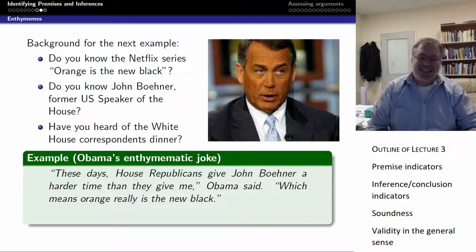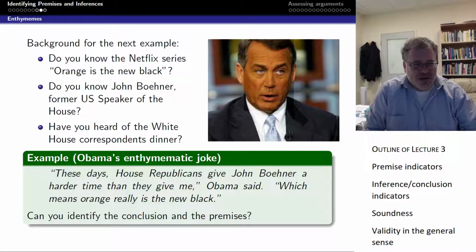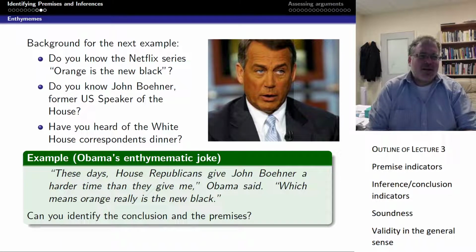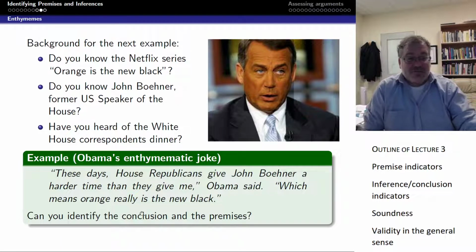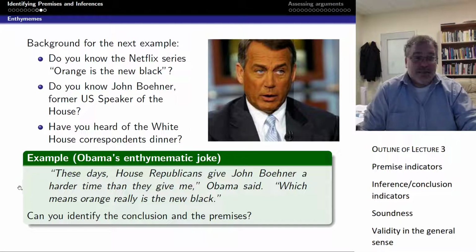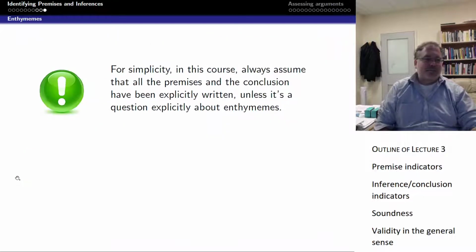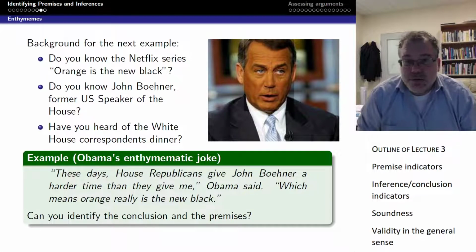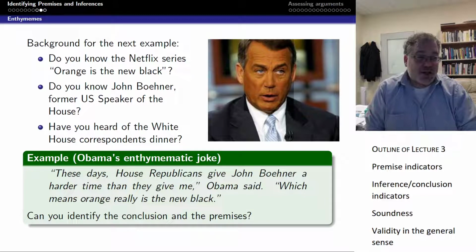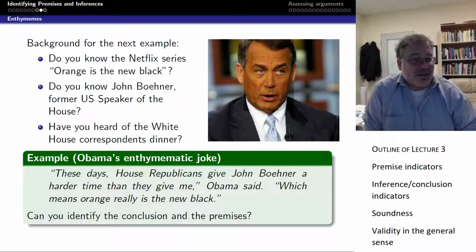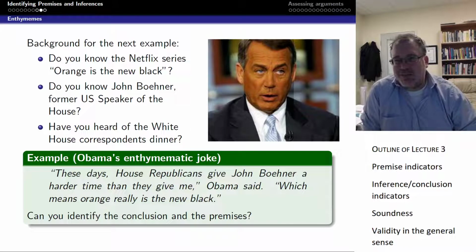Now, as you see, the conclusion does not follow from the premise. So first of all, what is the conclusion and what is the premise? Well, the conclusion is just "orange really is the new black," for which "which means" here serves as an inference indicator. And the premise is, well, "these days, House Republicans give John Boehner a harder time than they give me," Barack Obama. Right? Whoops. Now, there's a missing premise, as I suggested, because "orange really is the new black" does not follow from what is said about John Boehner.